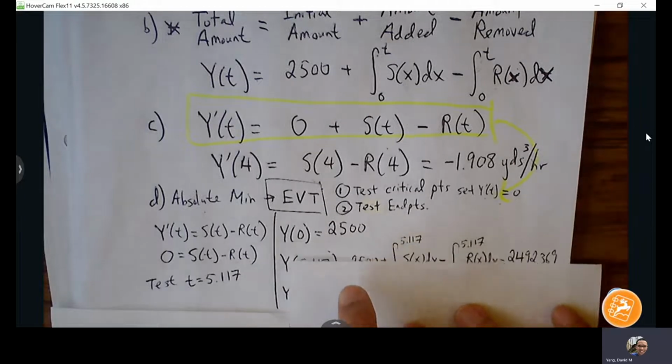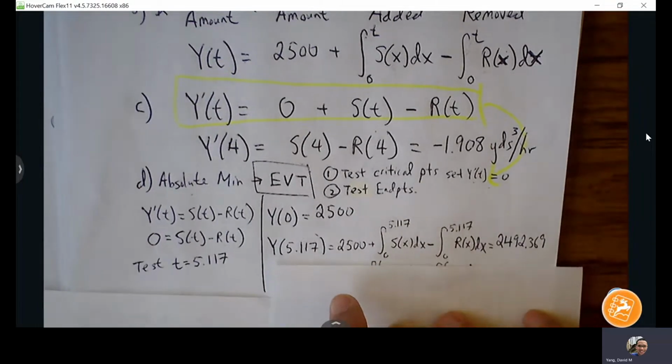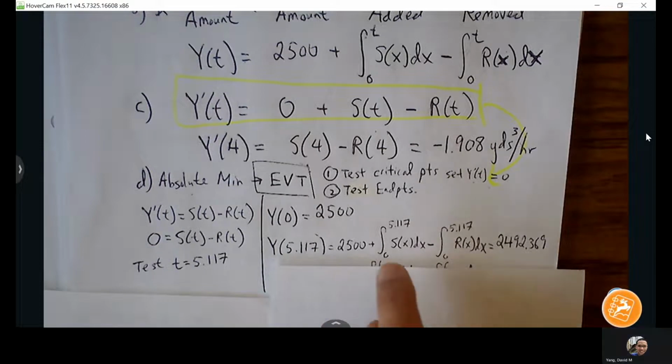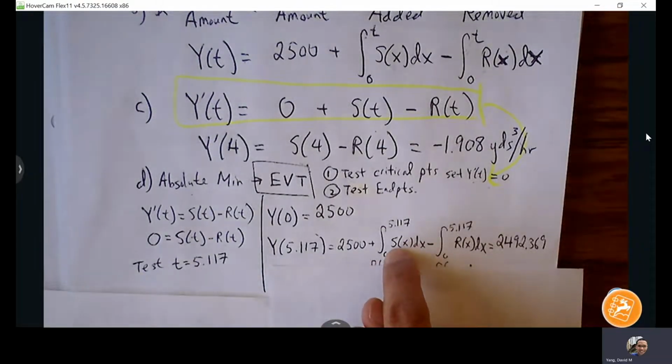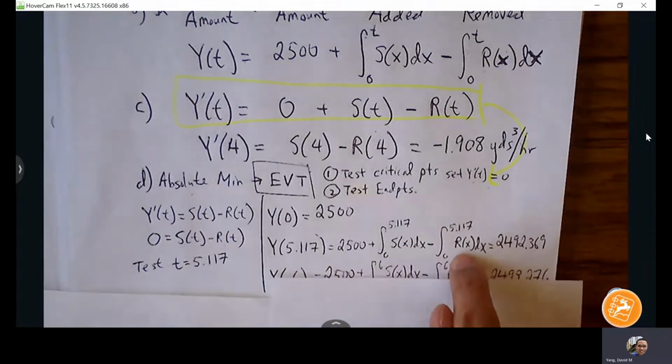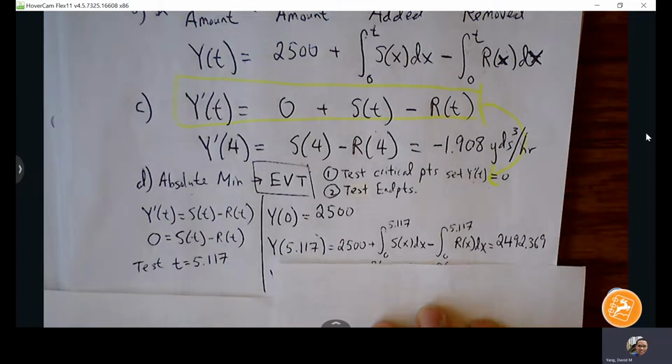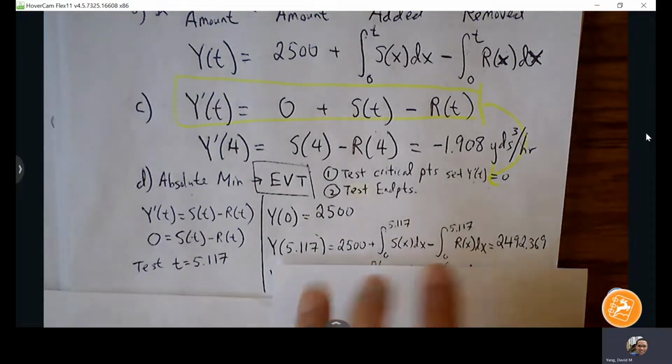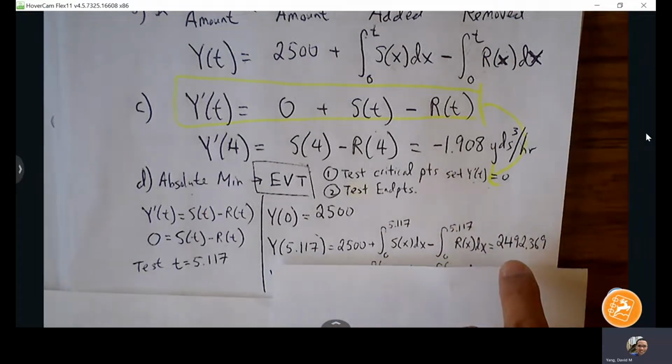Next we can do y of 5.117. We want to find out how much sand there is on the beach 5.117 hours in. So I can accumulate the amount of sand added to the beach by doing the integral from 0 to 5.117 of S of x. I can also accumulate the amount of sand removed from the beach by doing the integral from 0 to 5.117 of R of x. I make the calculator find those values for me, and I get 2492.369.